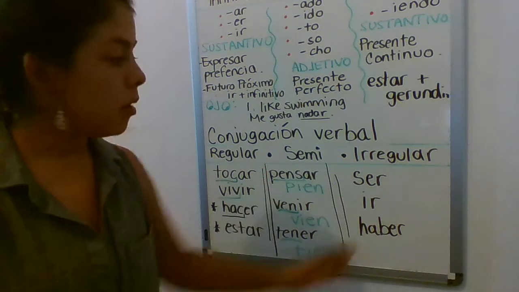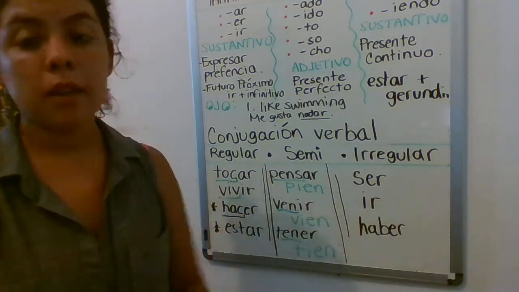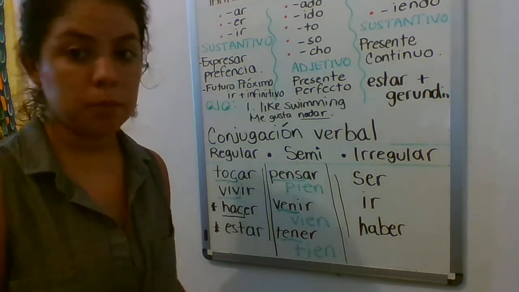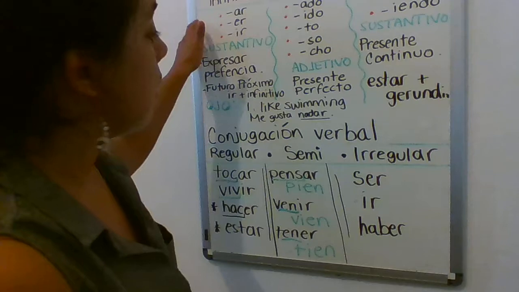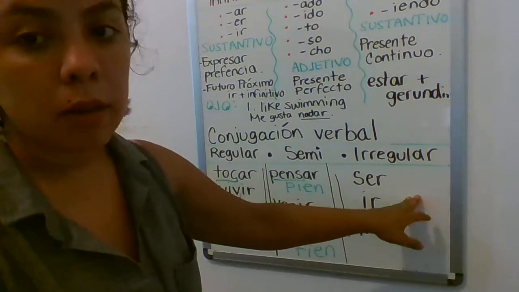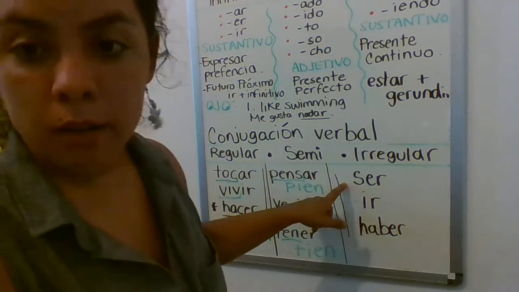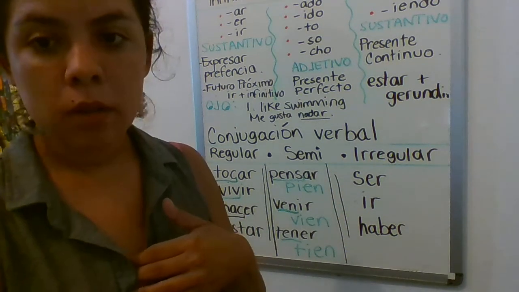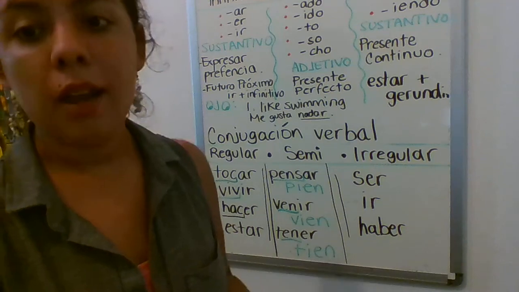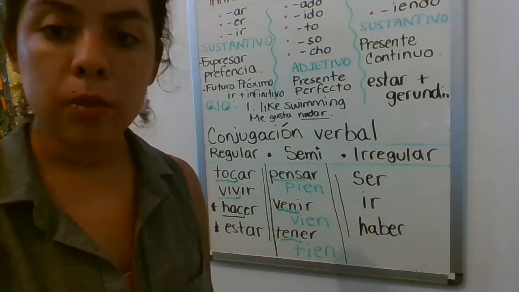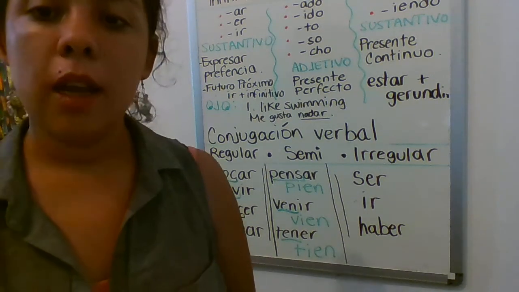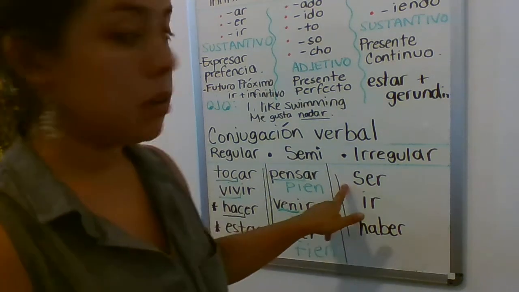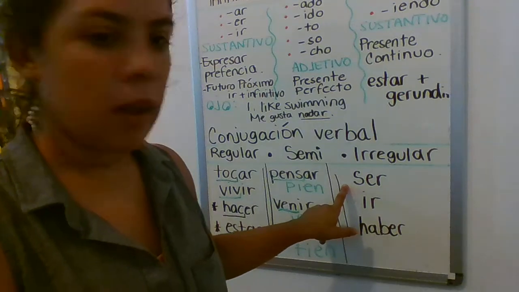Okay? So for present conjugation, I'm going to give you lists of verbs that are either regular, semi-regular, or completely irregular. The stem is completely different than the infinitive. That's why we call them irregular. For example, the verb ser, to be, permanent. Yo soy, tú eres, él es, nosotros somos, ustedes son, ellos son. So the conjugated verb has nothing to do with the infinitive form.